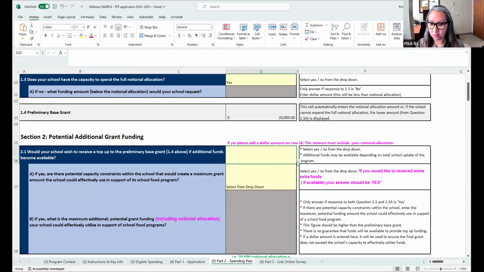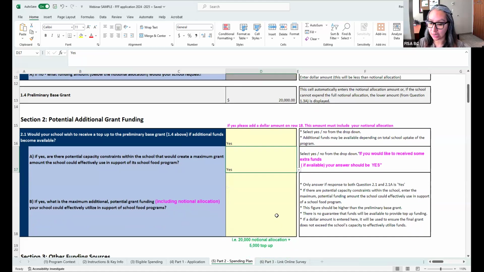It's a drop-down menu, and we're going to write yes here. I know this is a tricky one because a lot of people say yes or no, but the question is exactly the same as last year, and I wrote a note here: if your school would like to receive extra funds, if they are available, please write yes here. So your next box will change, because we don't need a gray box, we need a yellow box.